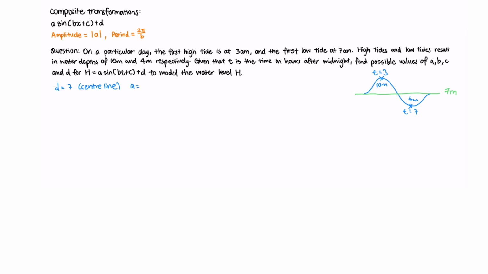A will be your amplitude. Now you can give A as a negative value, but usually we like to give A as a positive value. So your A, your amplitude, will just be 3 because it's the distance from the center line to the maximum.